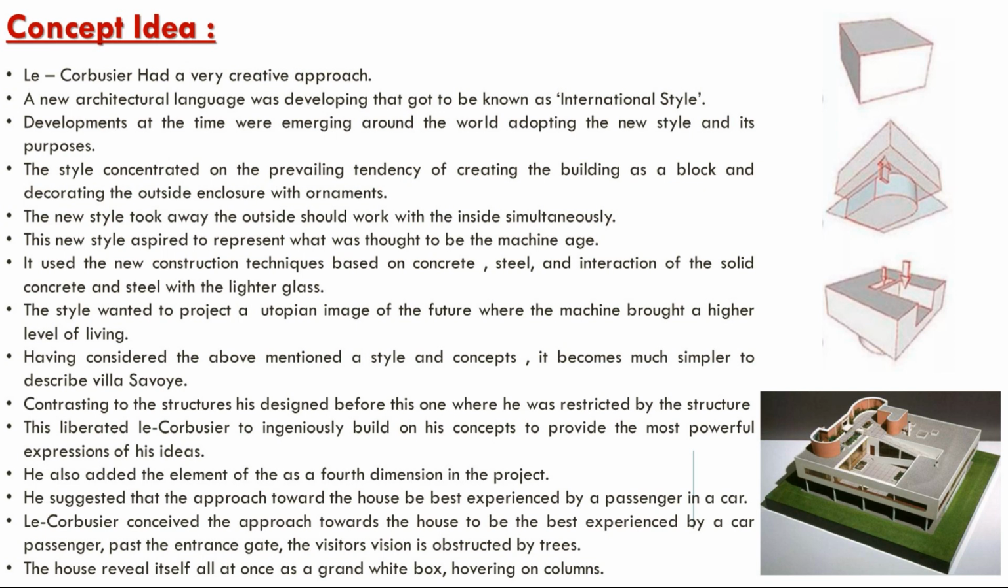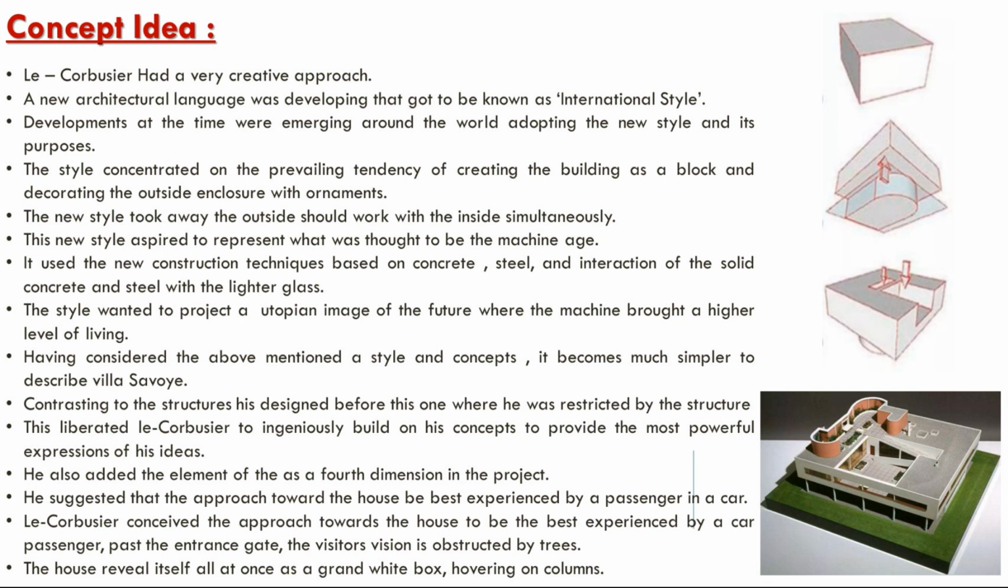It used new construction techniques based on concrete and steel, with the interaction of solid concrete and steel with lighter glass. The style wanted to project a utopian image of the future where the machine brought a higher level of living. Having considered the above mentioned style and concept, it becomes much simpler to describe Villa Savoye.